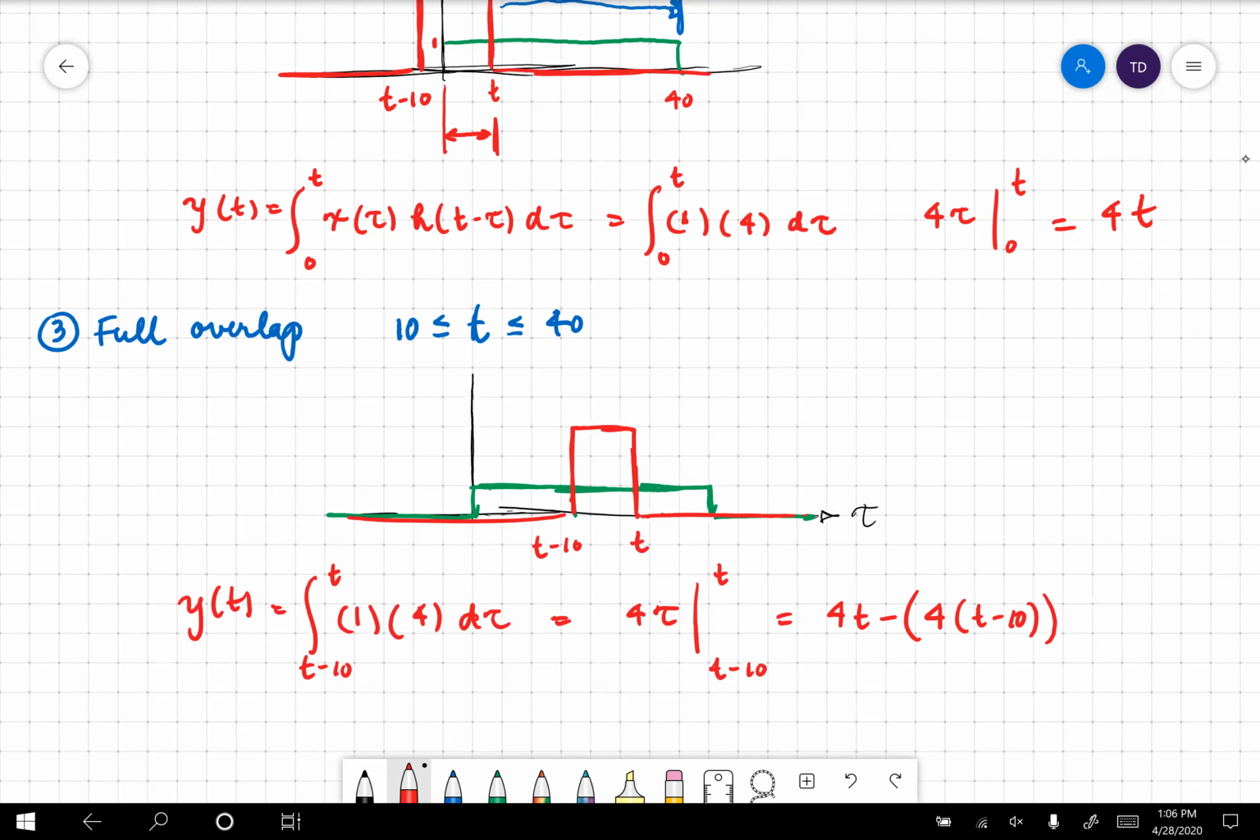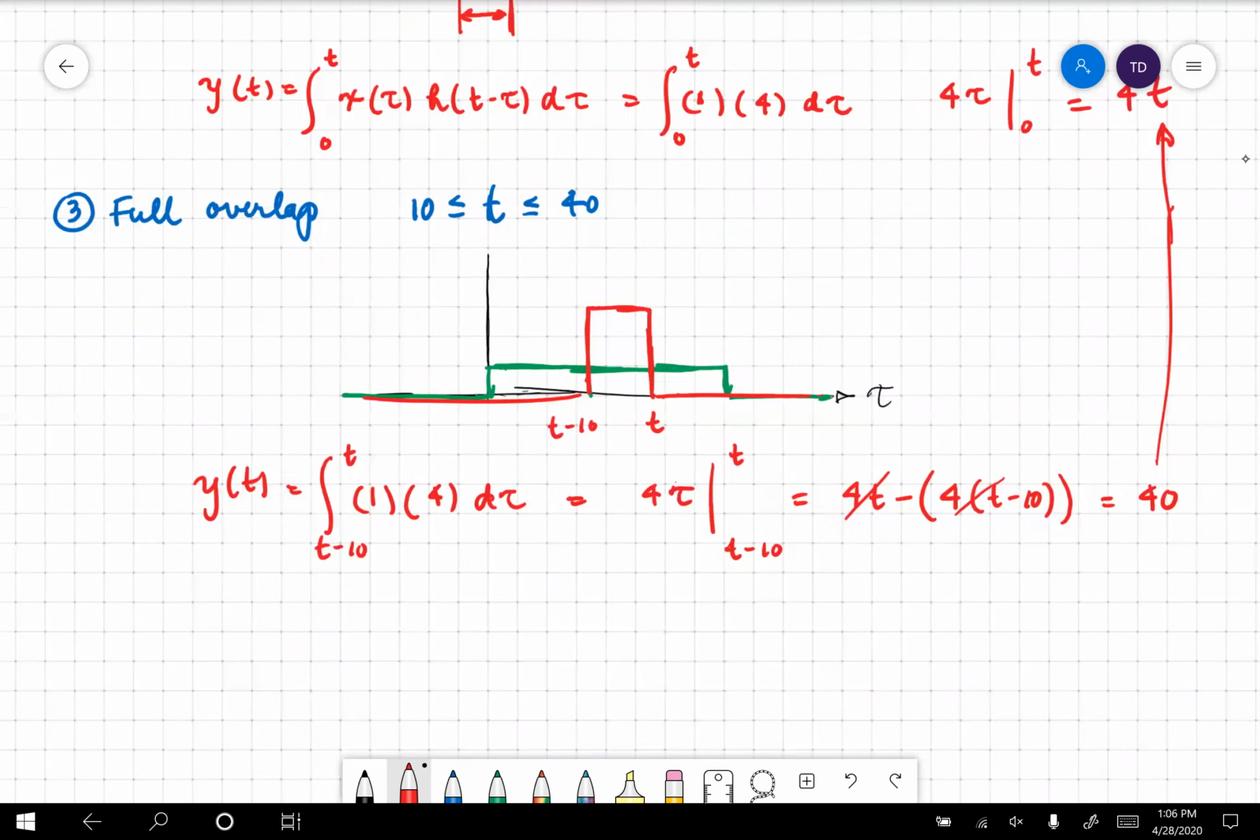4t minus 4t, cancel, cancel. And then I just have plus 40. Check boundaries if you want to. When t is equal to 10, 40. So you can check boundaries as a check.